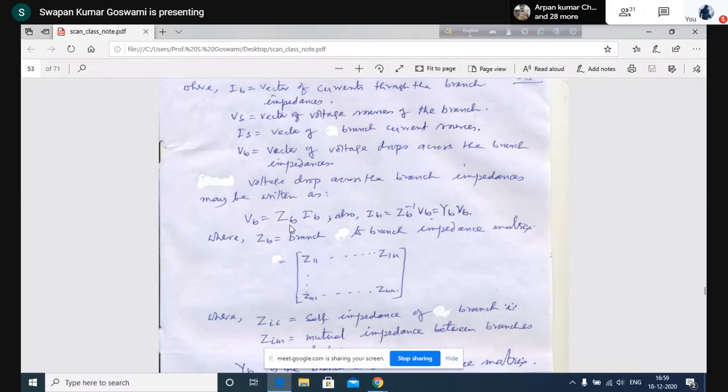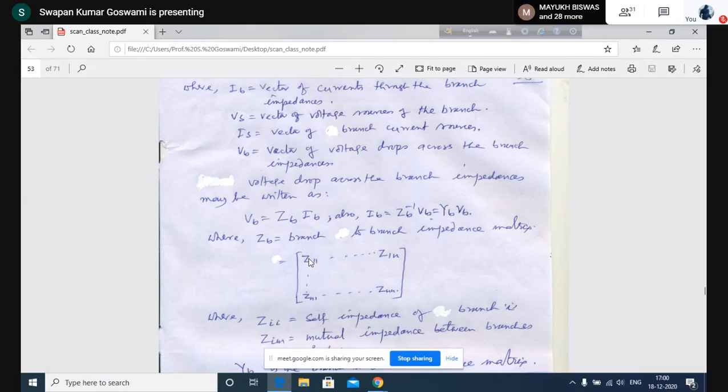Branch impedance matrix means it is basically branch to branch impedance. Obviously, it will have self impedance of the branch as well as mutual impedance of the branch. Previously, we have written ZKK, the expression for the self impedance of the branch. But if we also consider the mutual coupling between the elements, then ZB will become like this: Z11, Z12, Z13, Z14, Z1N, and similarly Zn1, Zn2, Zn3, ultimately Znn.